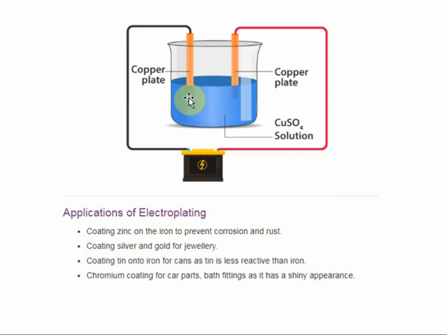Applications of electroplating. You have seen that a coating of zinc is applied on iron to prevent it from corrosion and rusting. Coating of silver and gold is done on different jewelries. Coating of tin on iron for cans, as tin is less reactive than iron. Chromium coating for car parts and bath fittings, as it has a shiny appearance that looks good.